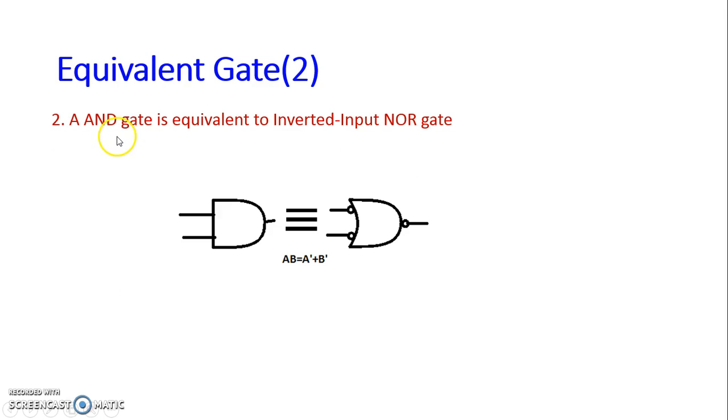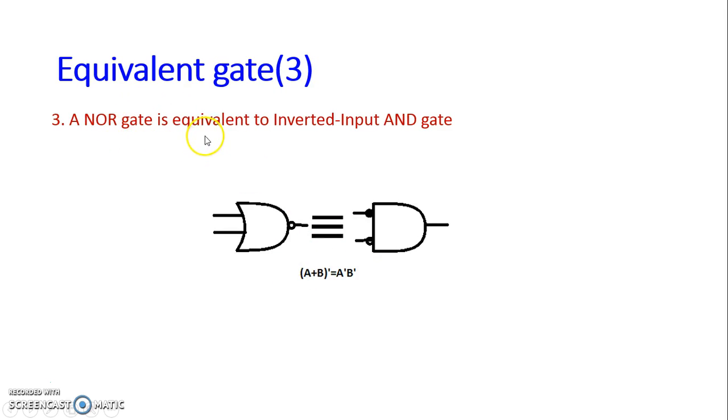In a similar fashion, an AND gate is equivalent to an inverted input NOR gate. So the AND gate output is A dot B and the inverted input NOR gate output is (A bar plus B bar) bar, which is equal to AB. A NOR gate is equivalent to an inverted input AND gate. This is a NOR gate, and if we invert the inputs and apply them to the AND gate, we will get the same functionality as we are getting here after the NOR gate. In Boolean form, we can write (A plus B) bar is equal to A bar B bar.